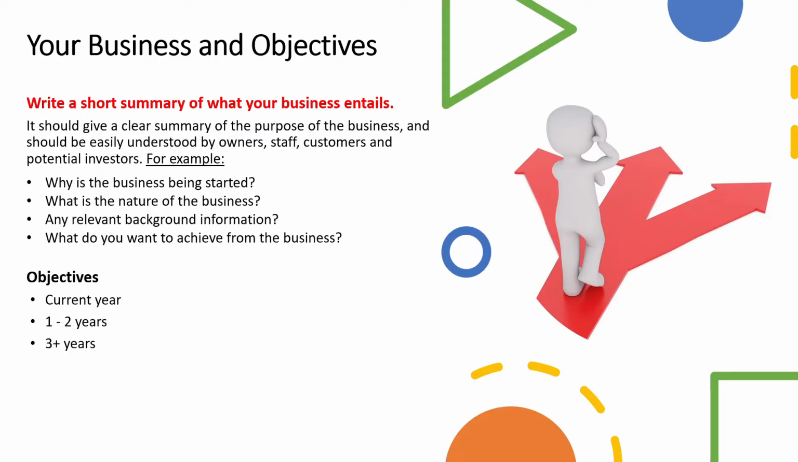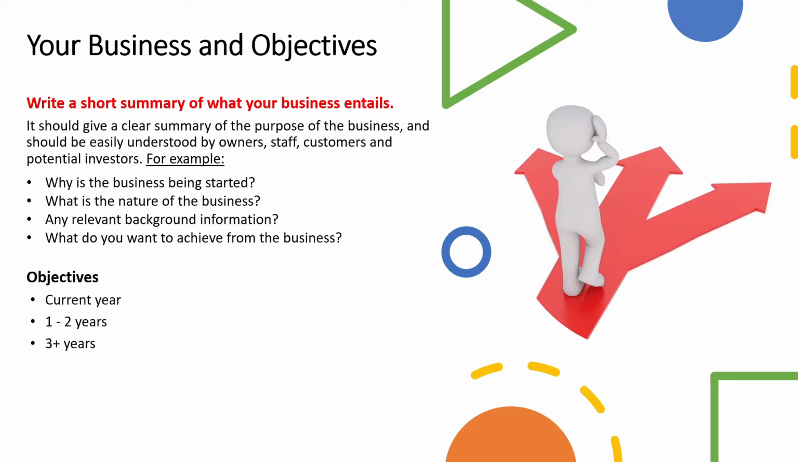Your business and objectives. So quite simply, all you need to do here is to write a short summary of what your business entails. It should give a clear summary of the purpose of the business and should be easily understood by owners, staff, customers and potential investors. For example, you could include: why is the business being started? What is the nature of the business? Is there any relevant background information? And what do you want to achieve?